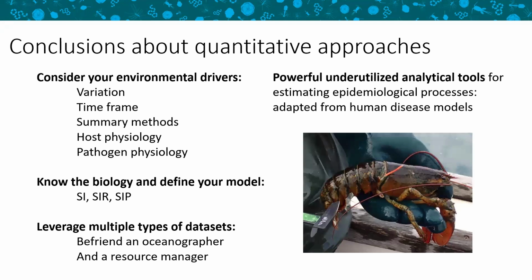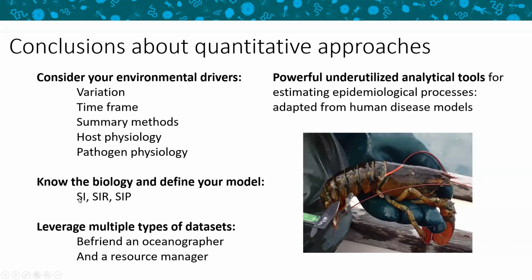So to conclude about these quantitative approaches, there's a lot to consider. Your environmental drivers, like the variation, the time frame that's relevant, how you summarize them. Are you looking at thresholds, or are you looking at linear or curvilinear processes? How do they relate to host physiology or pathogen physiology? You need to know your biology and define your disease model.